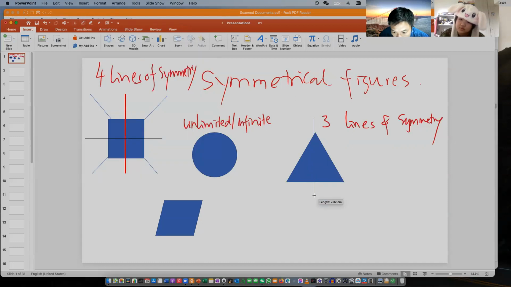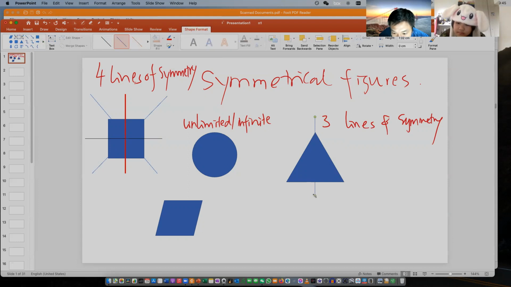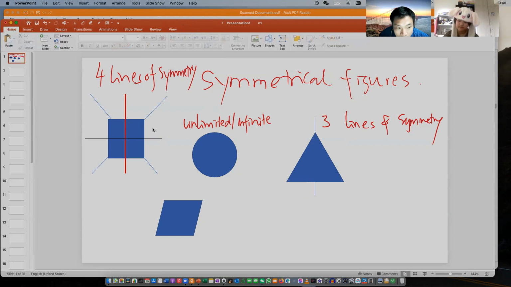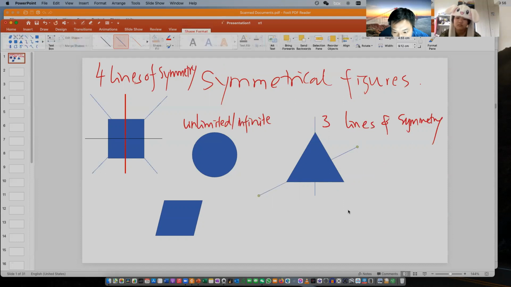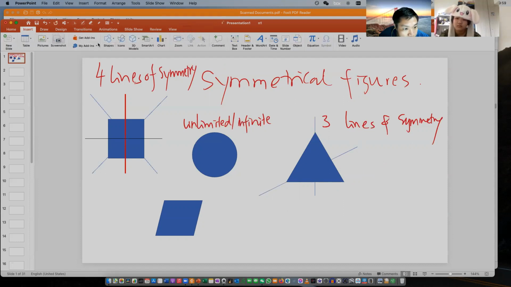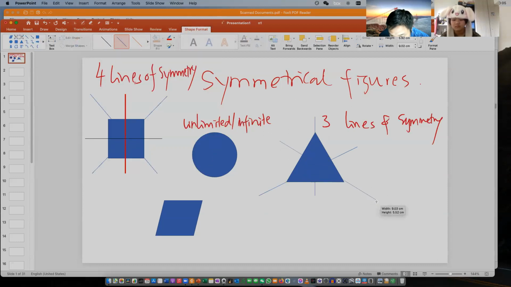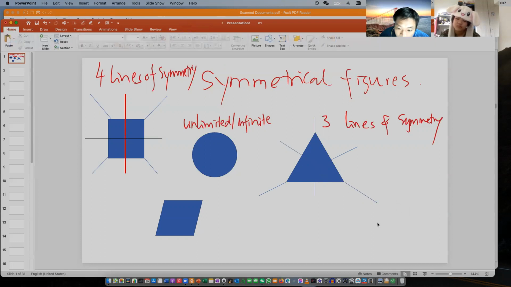So I start from this. This is one of them, right? By the way, this is an equilateral triangle. If it's not equilateral, then it's not 3 lines already, it's less than 3. So another one. Then another one in this direction. So you have 3 lines of symmetry. Can you add more? I don't think so, right? That's why you have 3 lines of symmetry for an equilateral triangle.